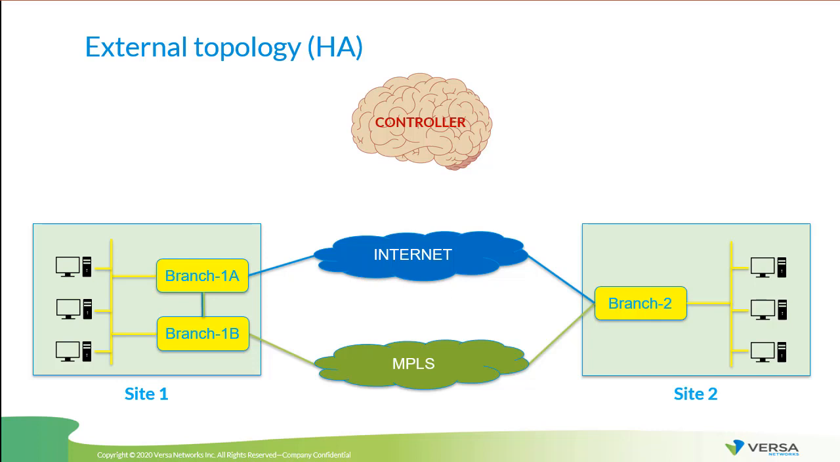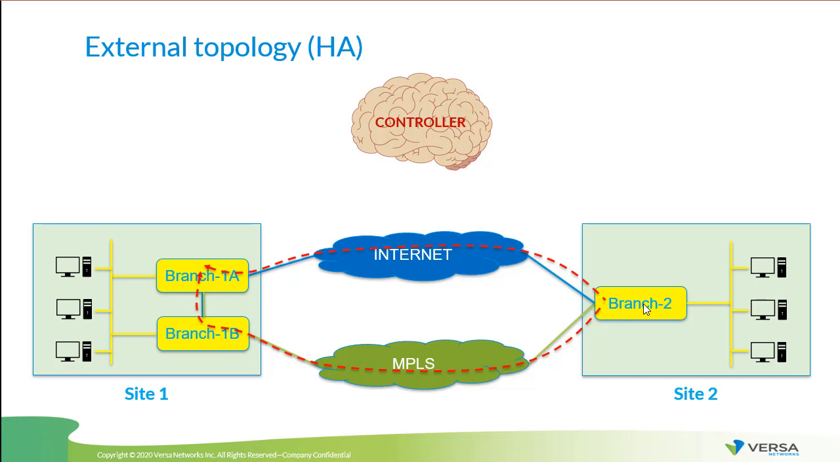As soon as the topology is built, all the branches in the current topology will reach out to the controller and will send information to the controller about their LAN networks, about their WAN networks, and how to reach each other. So after this information is received by the controller, it gets reflected to all other devices, and branch 2 will try to establish one IPsec tunnel to the branch 1A, and it will use two data paths, one over the internet and another one over the MPLS.